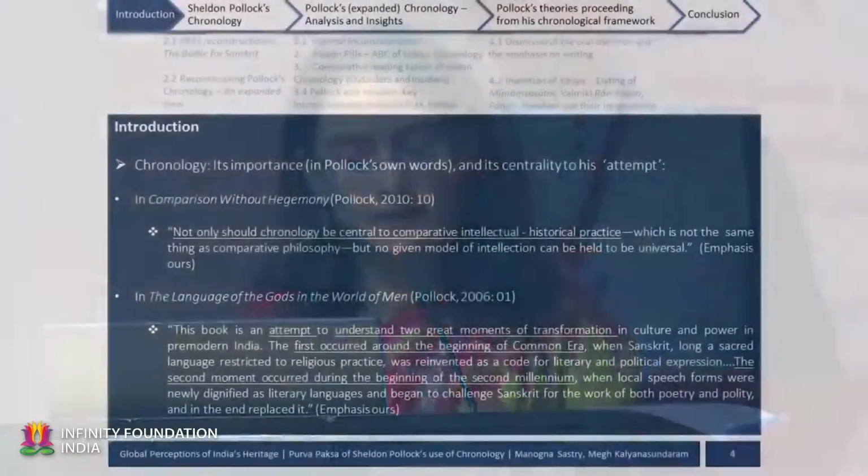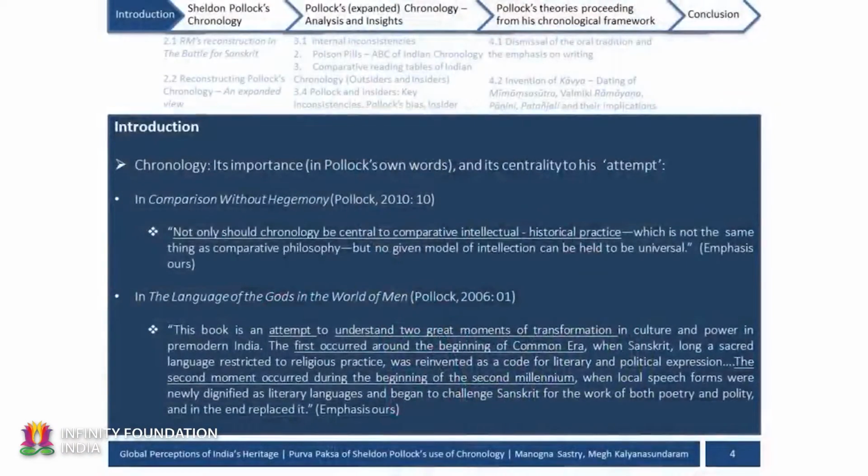It is this underlying principle that runs throughout his work and assumes particular significance when he speaks of the two great moments of rupture that marked premodern India. The first of these occurred at the start of the Common Era, when Sanskrit, according to him, was reinvented for literary and political purposes, and the second moment at the start of the second millennium. We focused on the first of these moments in our paper.